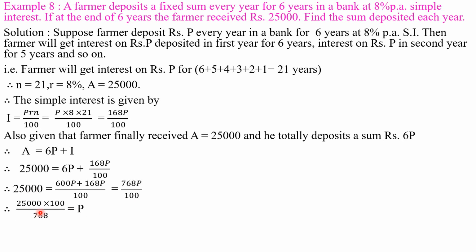After simplifying this, 100 becomes multiplied on the left side and 768 becomes divided on the left side. So we get 25,000 into 100 divided by 768 is equal to P. After simplifying this, P is equal to 3,255.20. So the farmer deposits 3,255 rupees each year.